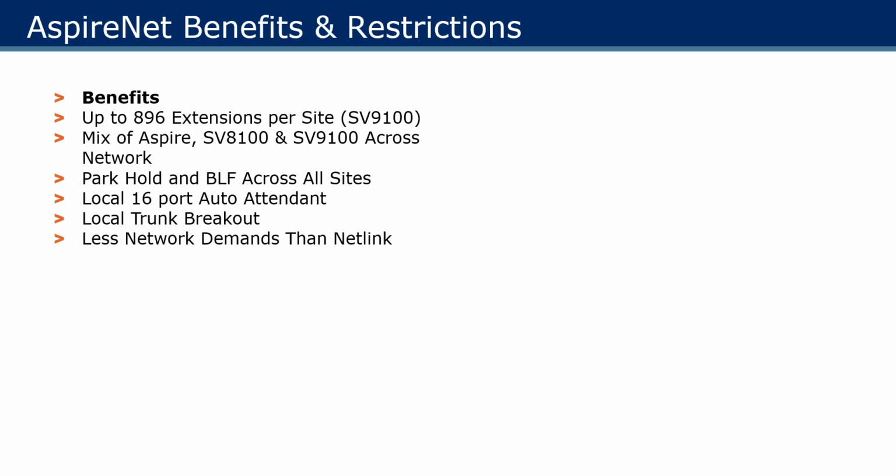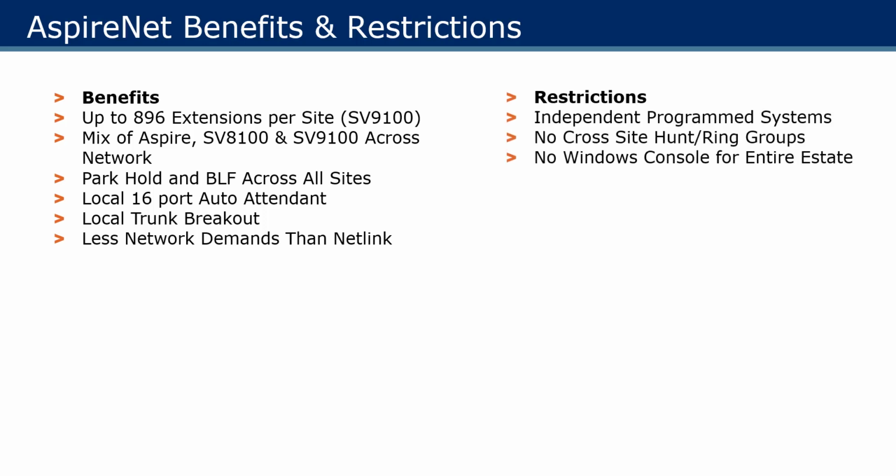And the corporate network has less demand on it because it's just individual sites, where Netlink is a little bit, you know, it has to be seen all the time. It's pulsing every second to make sure that connection's still there, where AspireNet works a little bit differently. So there are some restrictions that you need to be aware of. Each system will need to be programmed individually. There are no off-site hunt groups, ring groups, etc. You can use a DSS console by all means to see busy lamp status across the estate, but we don't have an operator's console that does that.